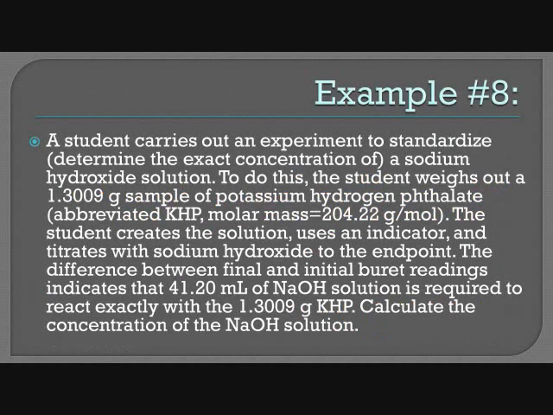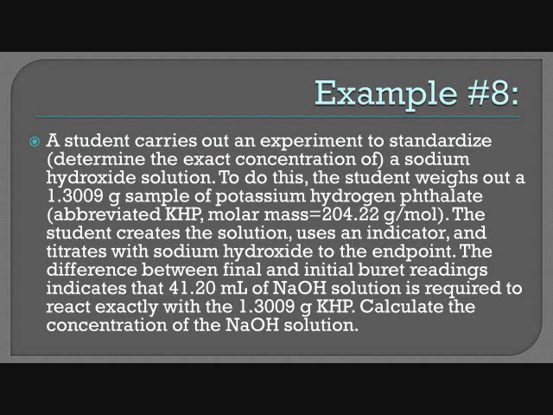Okay, so we have example 8, and that's all for 4.6, just to review how this problem could go. A student carries out an experiment to standardize, which means to determine the exact concentration of, a sodium hydroxide solution. To do this, the student weighs out 1.3009 grams of potassium hydrogen phthalate, which is abbreviated as KHP, but it's not potassium, hydrogen, and phosphorus, FYI. We just abbreviate it as KHP. The molar mass of the KHP is 204.22 grams per mole.